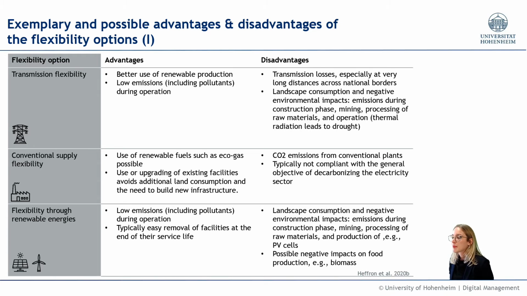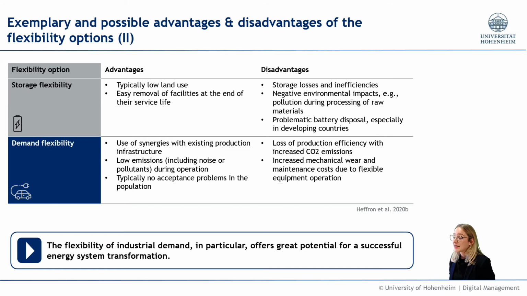Last but not least, let's talk about flexibility through renewables. So the advantages here are that we have low emissions during operation and typically easy removal of plants at the end of life. The disadvantages refer to landscape consumption and negative environmental impacts. Let's talk about storage flexibility. Here the advantages are typically low land use and easy removal of facilities at the end of life. The disadvantages refer to storage losses and inefficiencies, negative environmental impacts such as pollution from processing raw materials, for example.